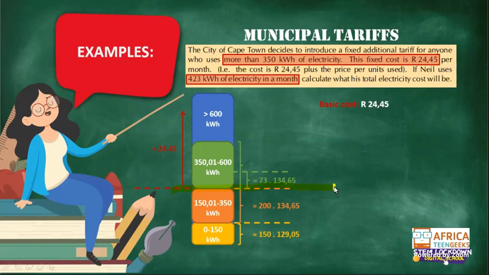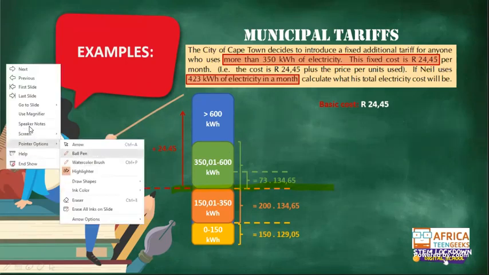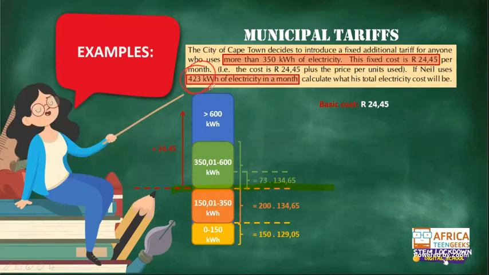I see Tiro ask, where does the 423 come from? If you look at the question, Tiro, it actually tells us that Neil used 423. I'm circling it for you. Can you see that, Tiro? I see now. There we go. Great.